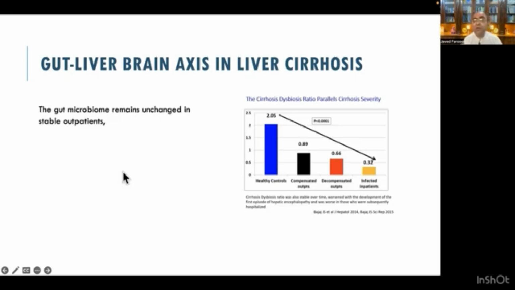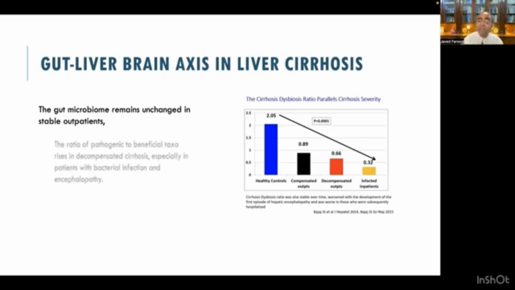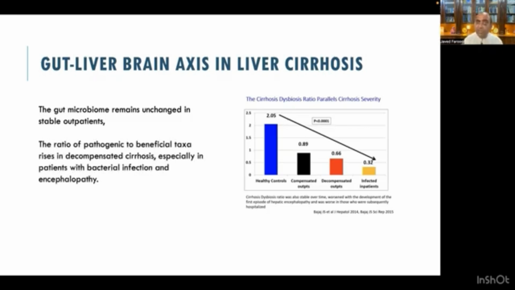The gut microbiome remains unchanged in stable outpatients. If it's a cirrhotic patient and stable, it remains unchanged. The ratio of pathogenic to beneficial taxa rises in decompensated cirrhosis, especially in patients with bacterial infection and encephalopathy. It means, like here in the healthy controls, this was the ratio. Then in the compensated, it was almost normal. But in the decompensated and infected patients, the ratio got reversed.